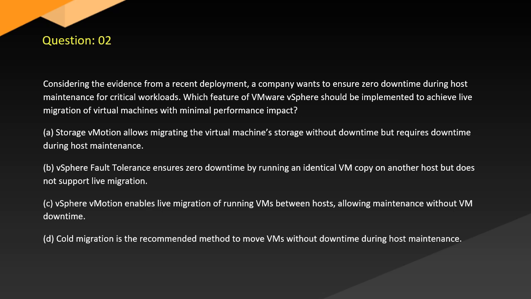B. vSphere Fault Tolerance ensures zero downtime by running an identical VM copy on another host but does not support live migration. C. vSphere vMotion enables live migration of running VMs between hosts, allowing maintenance without VM downtime. D. Cold migration is the recommended method to move VMs without downtime during host maintenance.